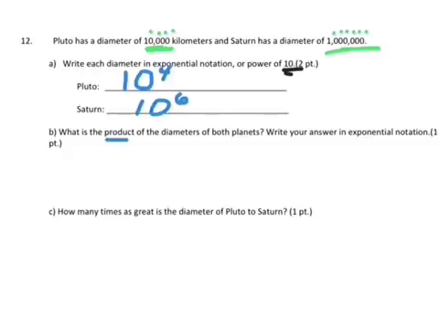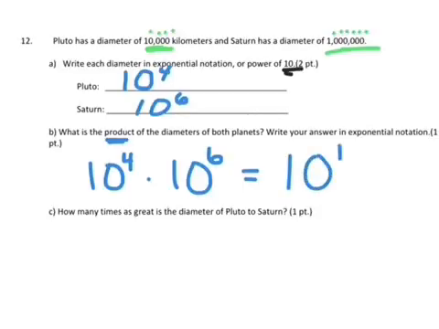Now, what is the product of the diameters of both planets? So we're going to take both planets. Here's Pluto, and here is Saturn. And to find the product, that means a multiplication problem. Now this should look familiar. When the bases are the same and we're multiplying, we keep the base and we add the exponents.